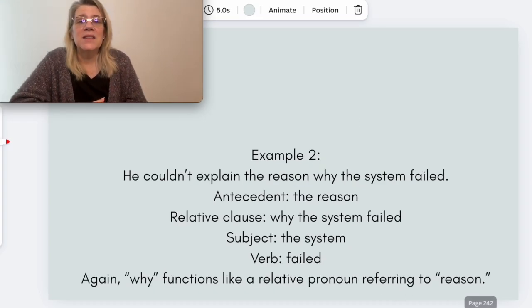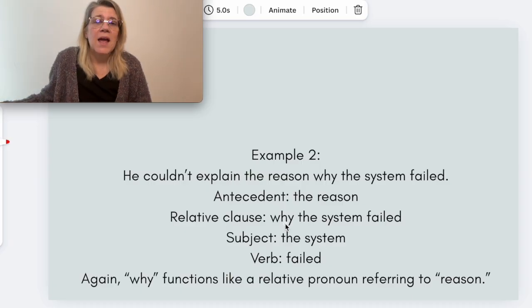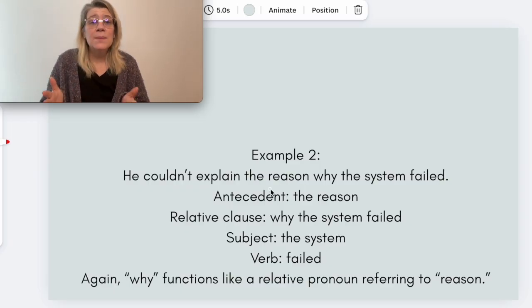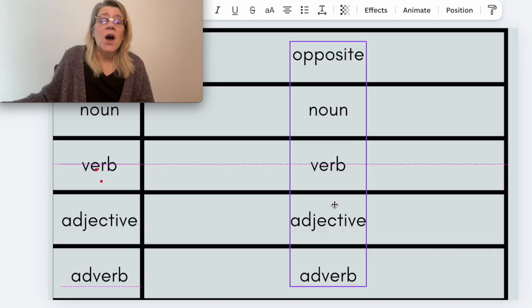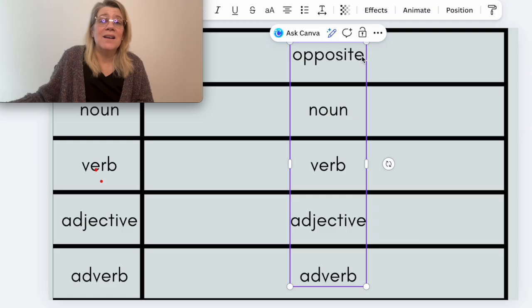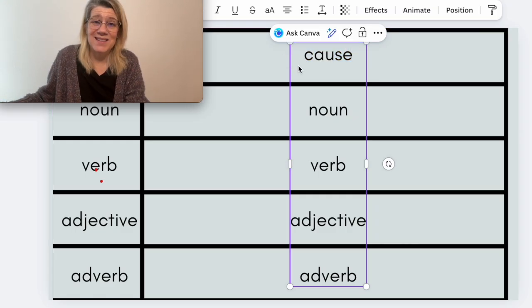"He couldn't explain the reason why the system failed." The antecedent is the reason, and the relative clause is why the system failed. The subject is the system, and notice failed, the verb, comes after the subject. I could also say, "He couldn't explain why the system failed." If I say it that way, all I'm doing is assuming that you know that anytime I say why, I'm talking about a reason. So the opposite of why would be a cause or because.